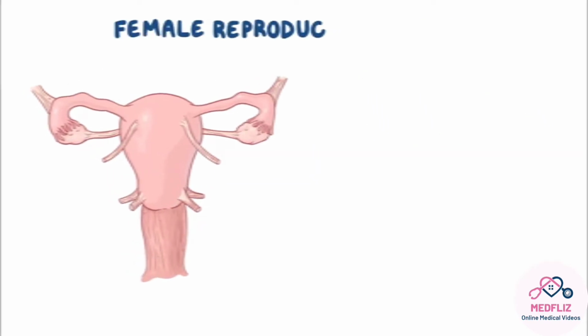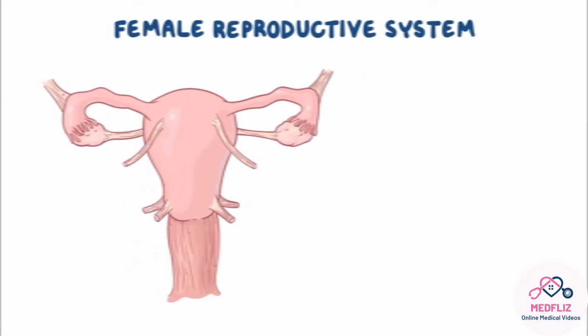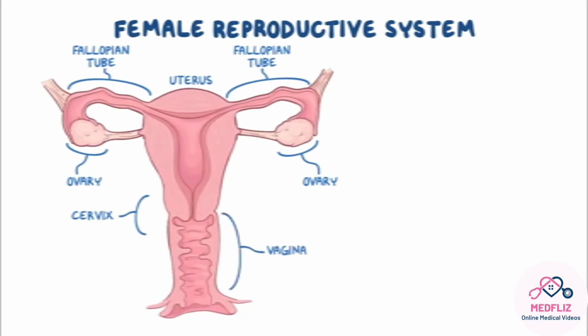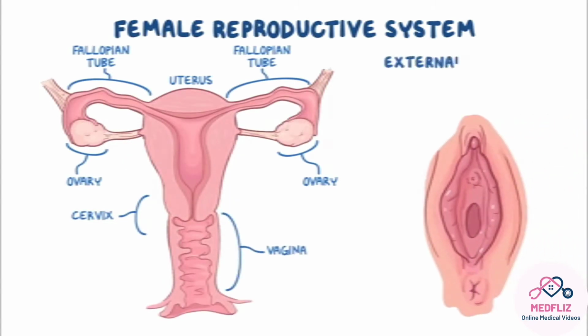The female reproductive system includes all of the internal and external organs that help with reproduction. The internal sex organs are the ovaries, which are the female gonads, the fallopian tubes, which are two muscular tubes that connect the ovaries to the uterus, and the uterus itself, a large muscular sac where the fetus can develop. The neck of the uterus is called the cervix. It protrudes into the vagina.